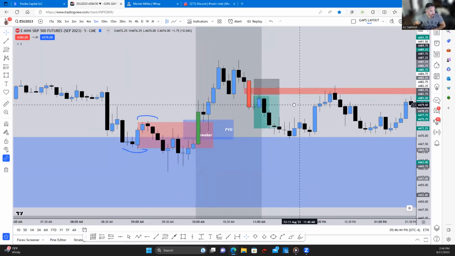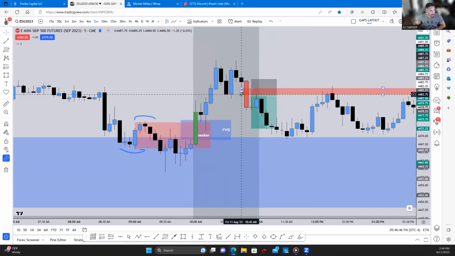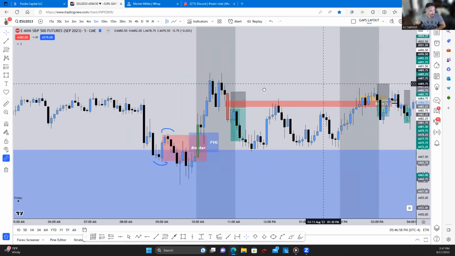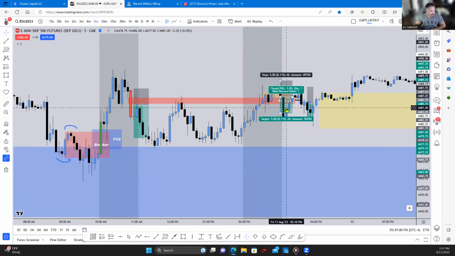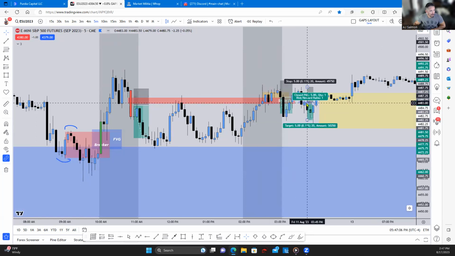Okay. Now, again, we could have taken this entry here at the end of the silver bullet. We got a 5-minute structure shift down, fair value gap, just tapped in, boom, for your 10 there. Okay. Then again, in the afternoon on Friday, another 5-minute, boom, and another 5 points there.